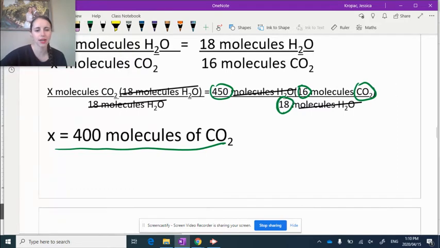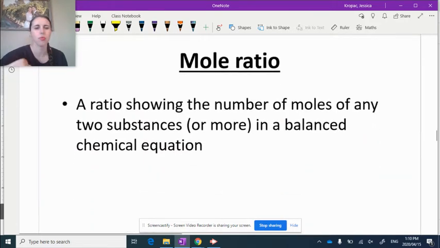All right, let's take a look at our other example. Before we get to our other example, I want to reintroduce this idea of the molar ratio. Notice that we are using the word molecule, but the title of this note is molar ratio. So a molar ratio is exactly that. Rather than using molecules, it's a relationship showing the number of moles.